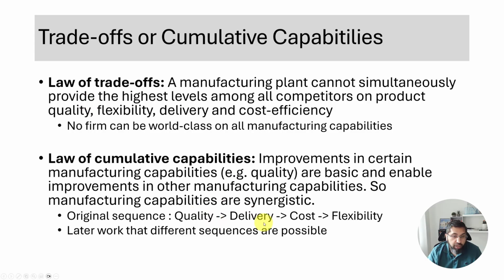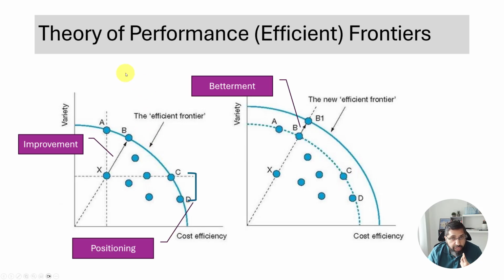Because the trade-offs would say, okay, if you're improving on delivery, you're going to be going down on cost or going down on flexibility or something. Like you can't go up on delivery without going down on something else, right? And so we came to the theory of performance frontiers or efficient frontiers, which kind of ties these 2 together. So this is the theory, okay?